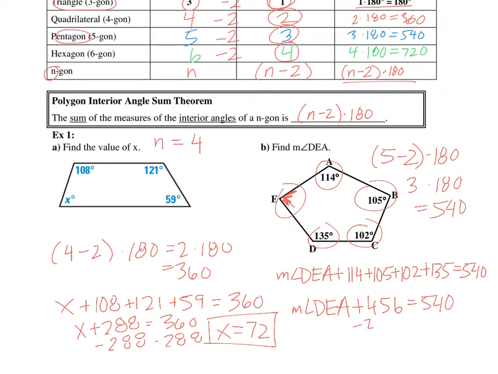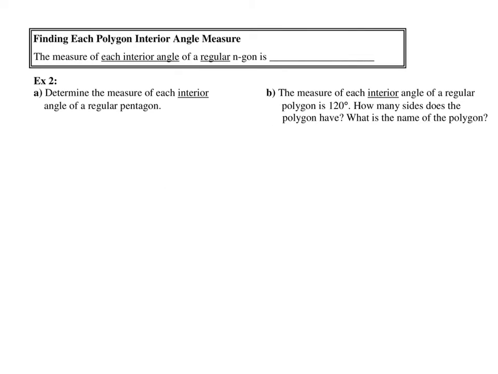I'm going to subtract 456, and I get measurement angle DEA is equal to 84 degrees. Done. All right, finding each polygon interior angle measure.